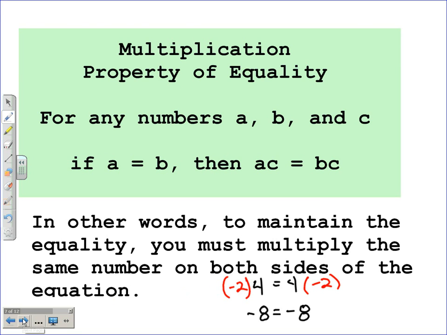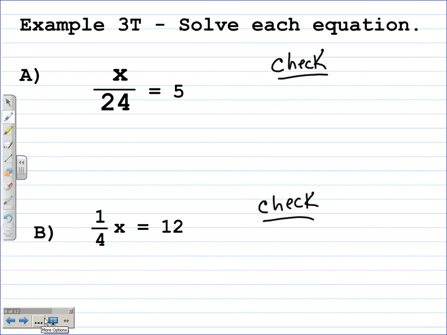So let's see how this works in solving equations. Now, in this equation here, we have x divided by 24 is equal to 5, and the opposite operation to division is multiplication. So we know we want to multiply both sides here, and we want to multiply by the denominator, in this case, 24. Multiplying both sides by 24, the 24s on the left divide out and become 1, leaving us the variable x with a coefficient of 1. And on the right-hand side, we have to multiply 5 times 24, and 5 times 24 is 120.